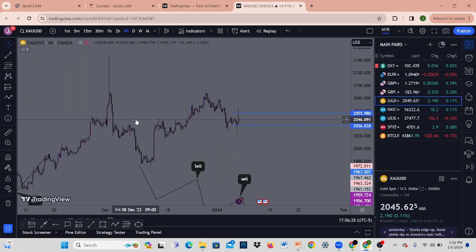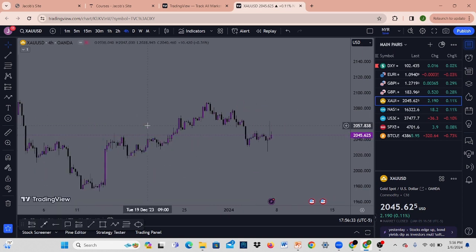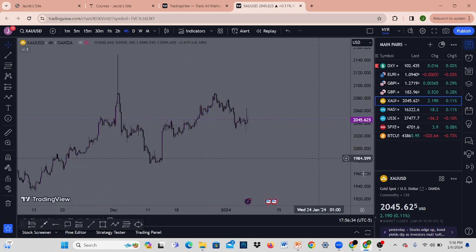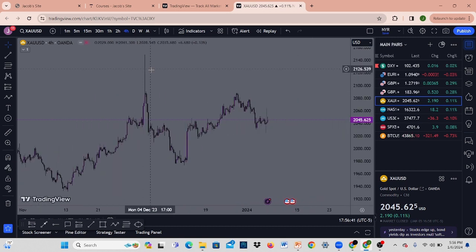So let's look at gold. I know a lot of you like to trade gold, me included. Gold is a tough pair to trade, but all pairs pretty much do the same thing. This big spike was due to news, so don't worry about that. But looking at gold, it's kind of a confusing market right here.